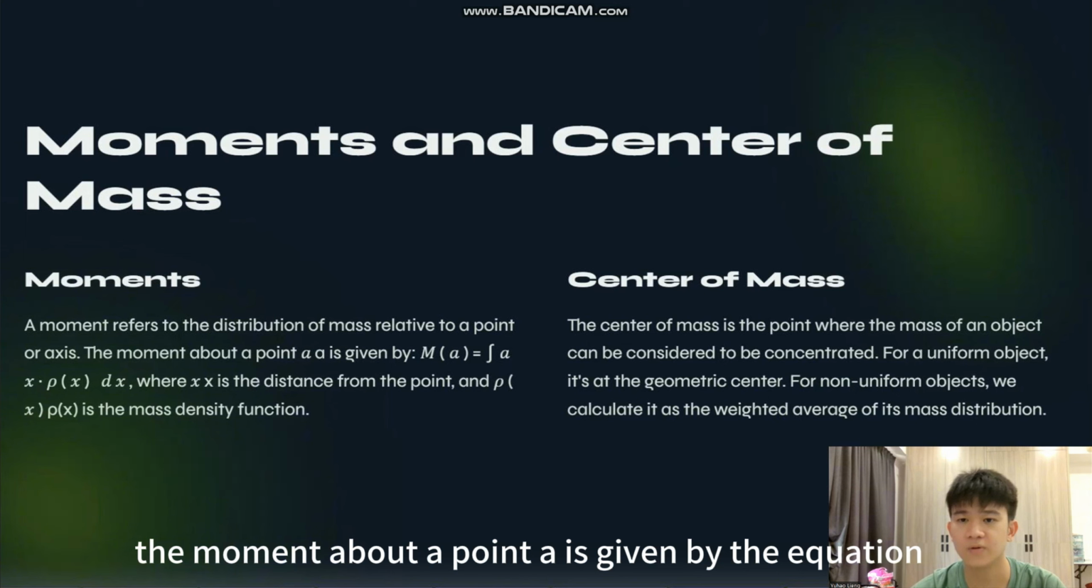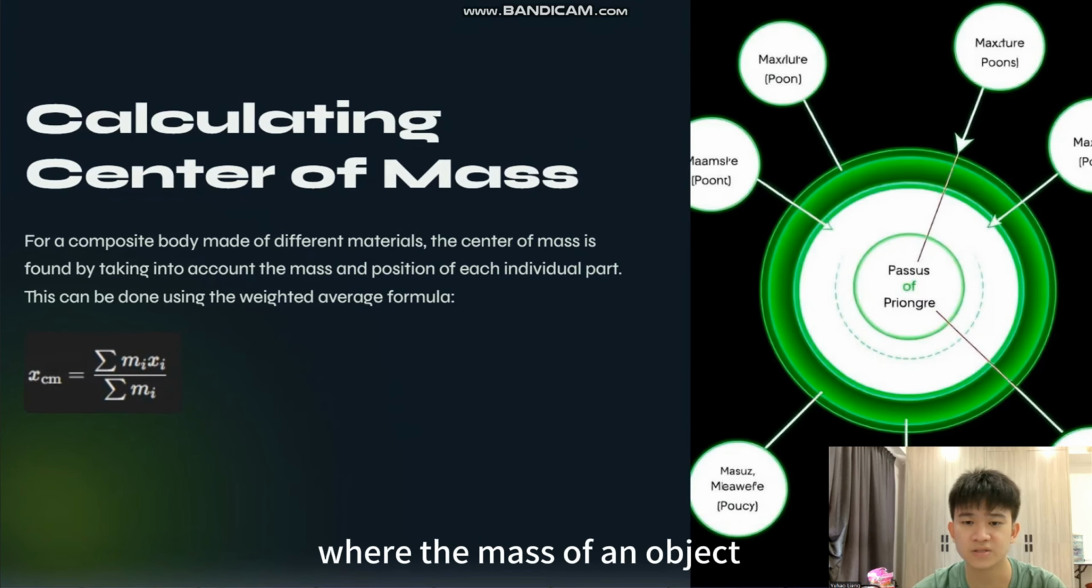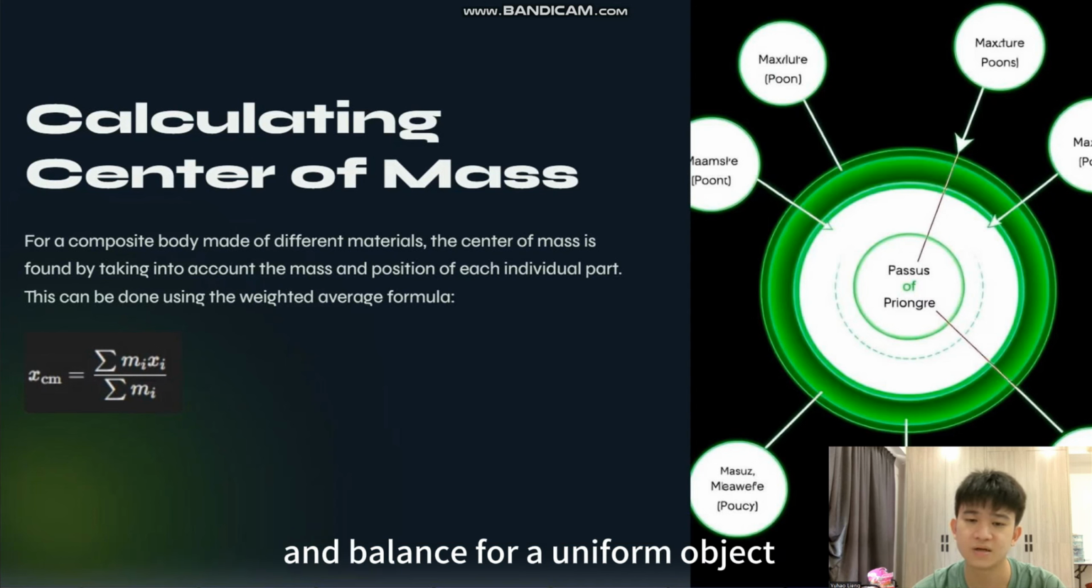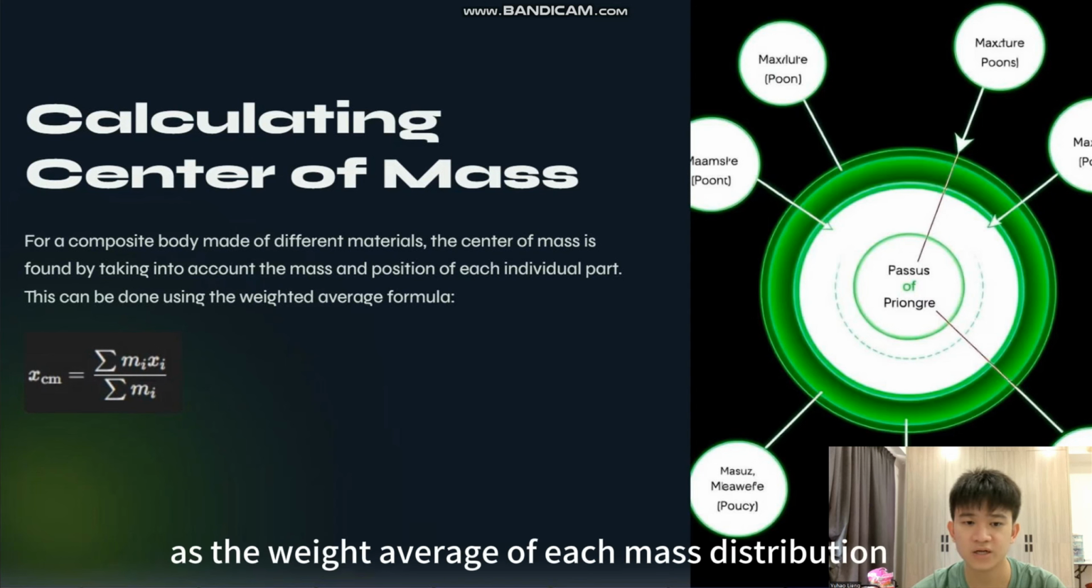Mathematically, the moment about a point A is given by the equation M_A equals the integration of x times ρ(x), where x is the distance from the point and ρ(x) is the mass density function. The center of mass is the point where the mass of an object can be considered to be concentrated for the purpose of analyzing motion and balance. For a uniform object, the center of mass is typically at the geometric center. However, for a non-uniform object, we can calculate the center of mass as the weighted average of each mass distribution.